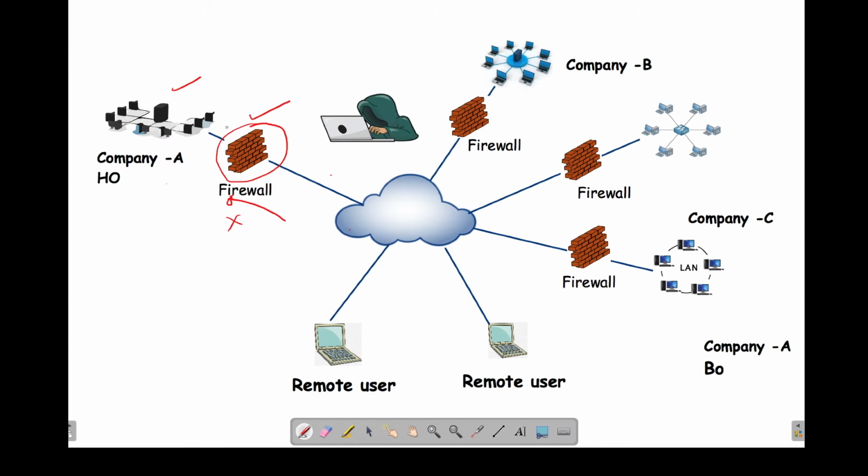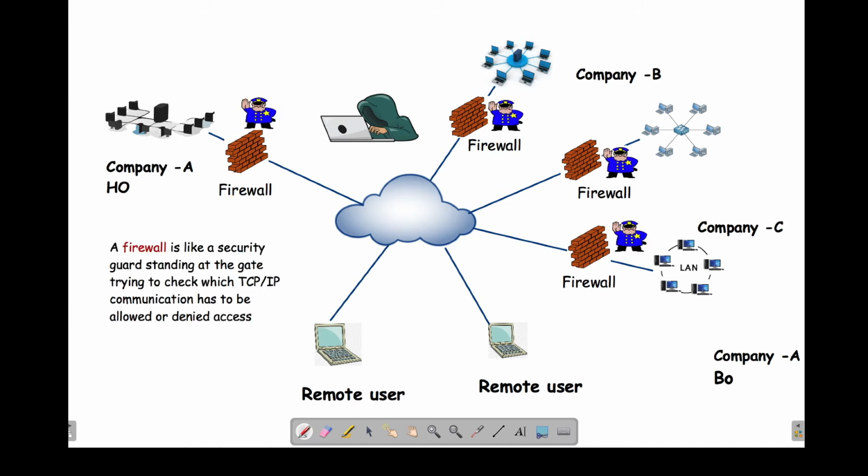So we can't deny connecting through the internet. So we keep a firewall here and try to protect the network resources. A firewall is like a security guard standing at the gate trying to check which TCP/IP communication has to be allowed access or denied access when the packets are going from inside to outside or outside to inside.